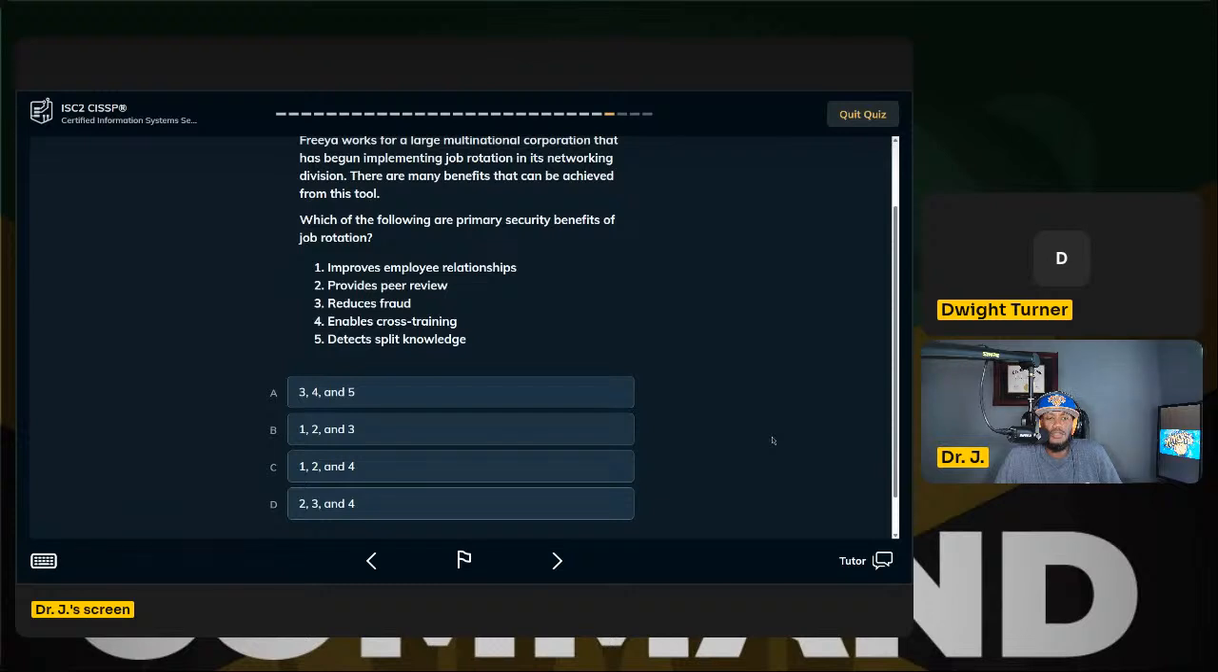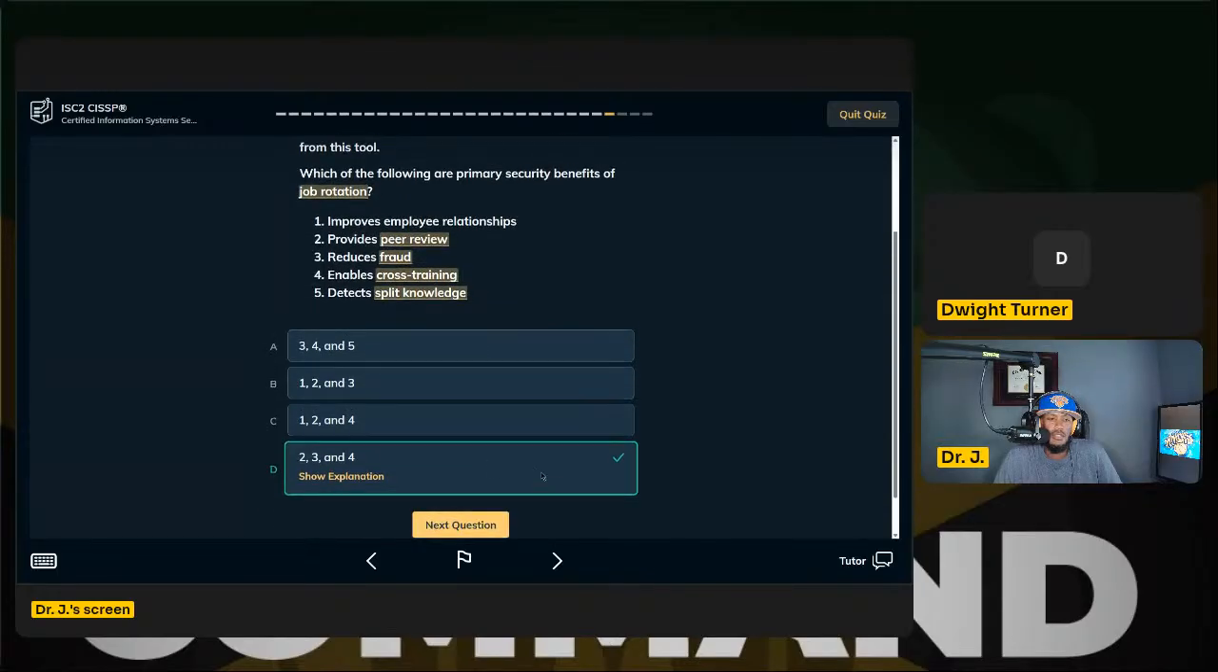One, two, and three: improves employee relationships. No, that's not the primary security benefit for job rotation, so I would eliminate anything with one. So I'm gonna look at Delta now. Two, three, and four: provides peer review, reduces fraud, enables cross training. I think this is it.